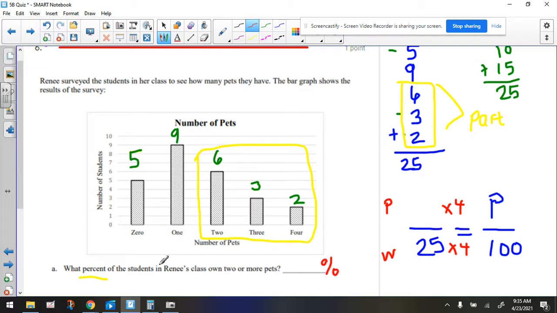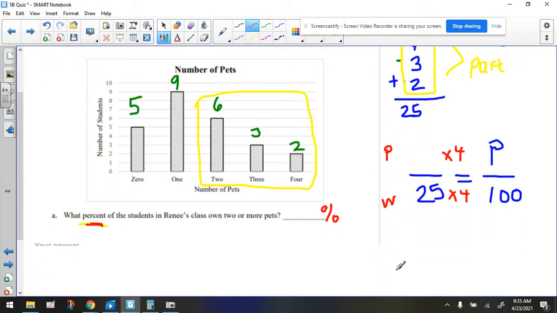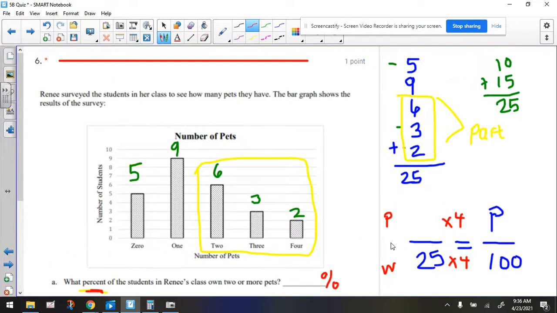You don't want to forget that percent sign, because if you forget the percent sign, it's going to mark you wrong, because there's a big difference between, let's say you got the number 12, there's a big difference between 12 and 12%, because 12% is really equal to 12 hundredths. 12 hundredths is not the same thing as 12. They're not equal. So be very careful about remembering to put the percent sign. All right, good luck finishing this up.